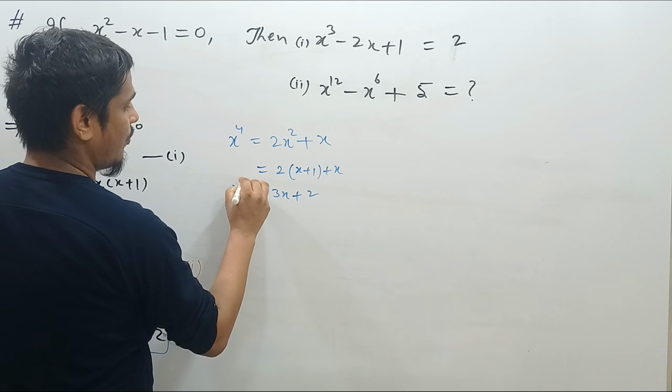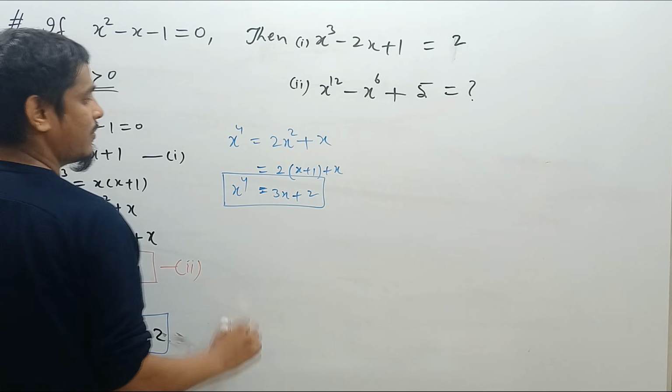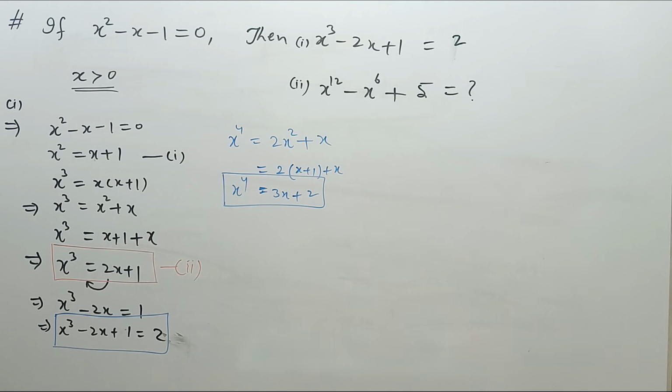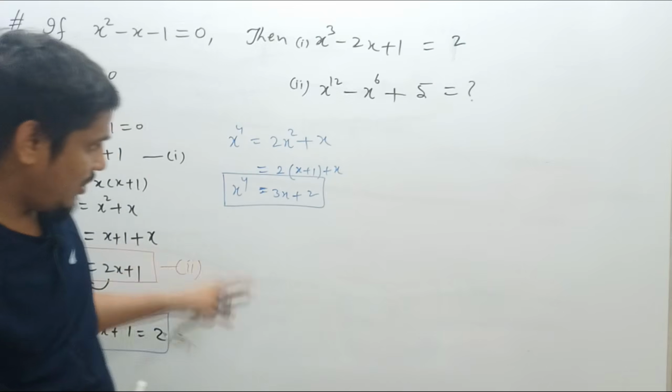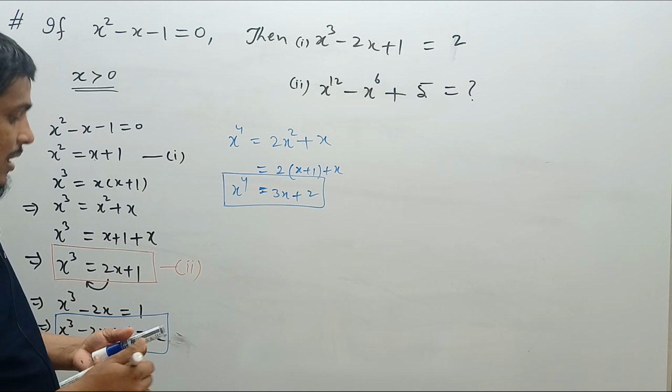So x power 4 is what? x power 4 is 3x plus 2. So again we can multiply and get the power 5, but we need the power 12. So we can continue like this.